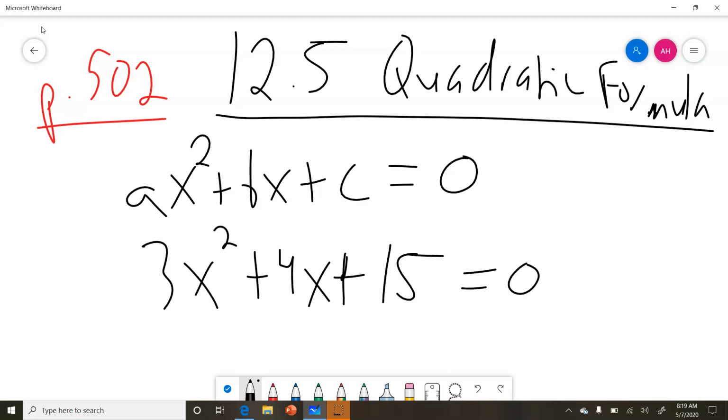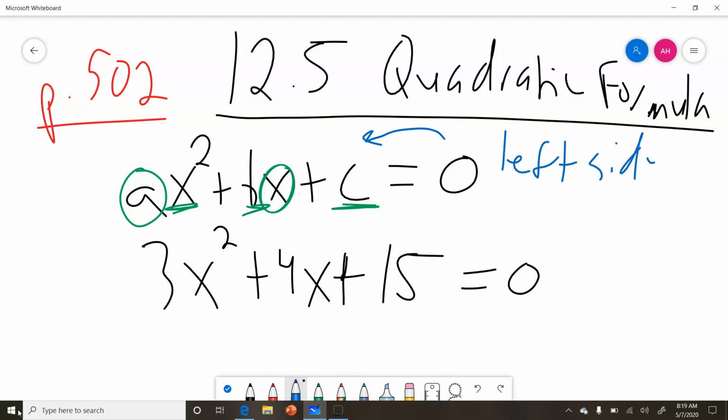Now, a very important thing that we have to understand here. A is always with the x squared, okay? And B is always with the 1x, and then C has no x. And the key part is that these always have to be on the left side. You're going to see why this is important in a second, but they always have to be on the left side with 0 on the right side. So here's the formula.